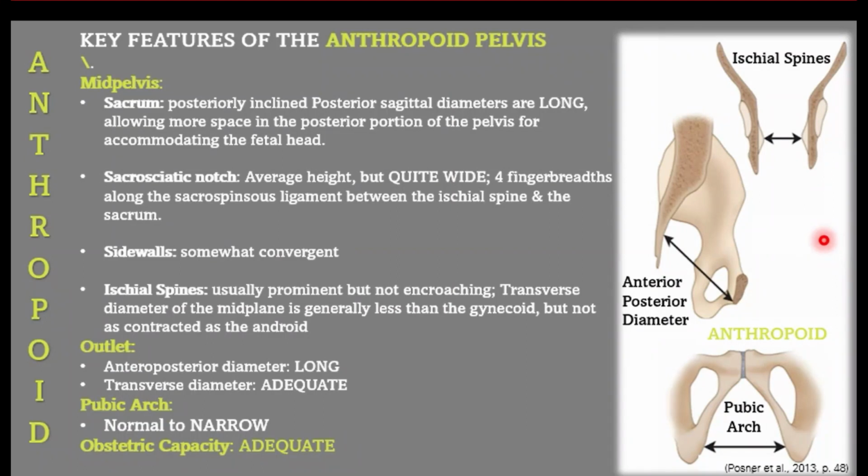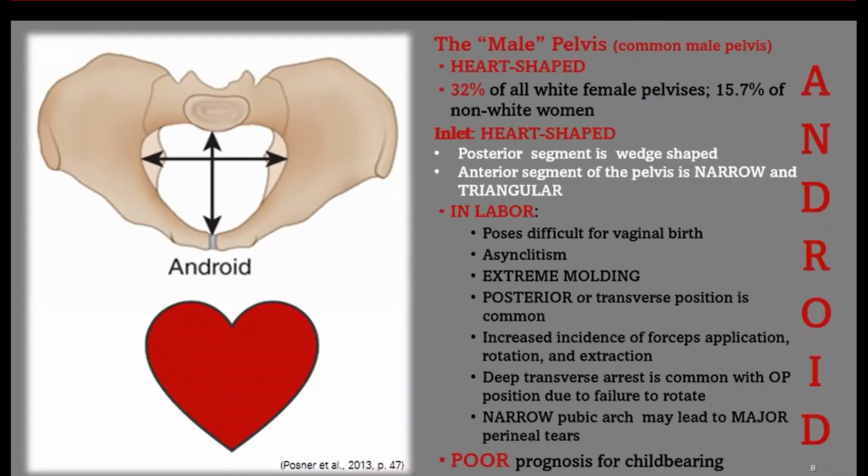The outlet, the AP diameter of the outlet, is long. The transverse diameter of the outlet is adequate. The pubic arch is normal to narrow. You can see it's a little bit more narrow and high. And the obstetric capacity of this pelvis is adequate.